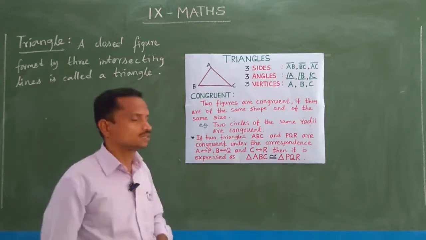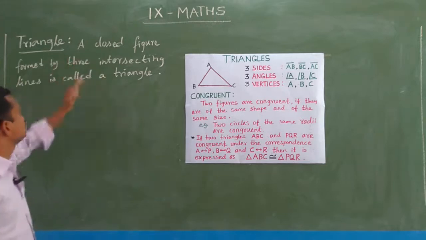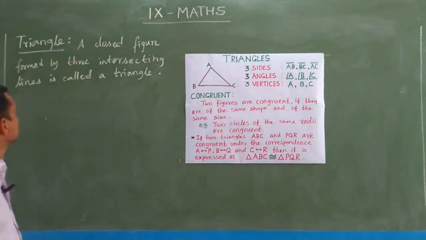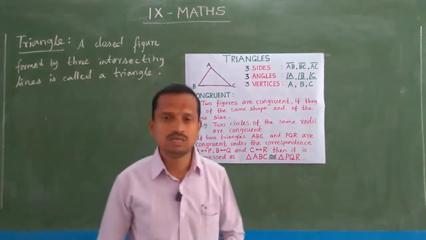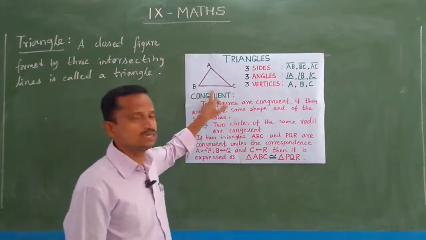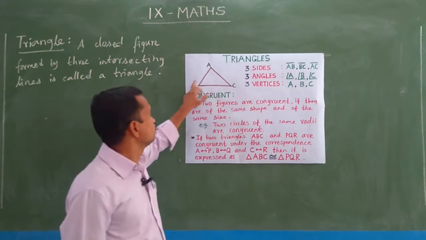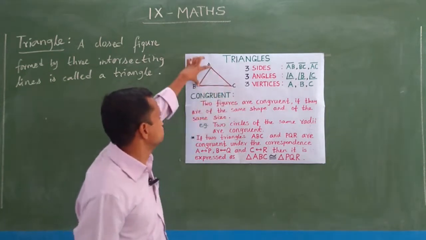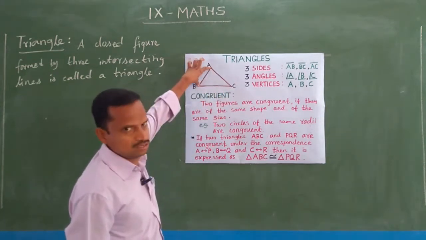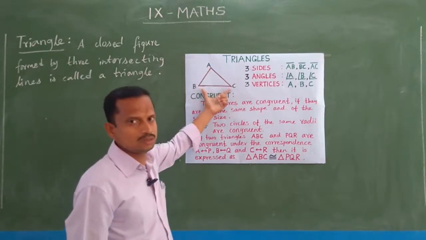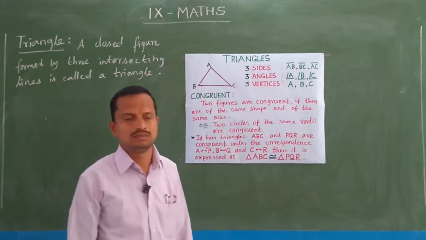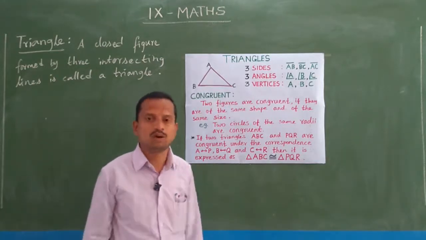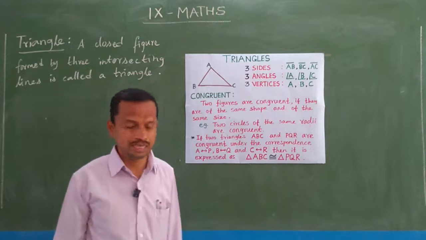So a triangle is a closed figure formed by three intersecting lines. Look at that figure. This is one line segment, this is another line segment, and this is another line segment. So three lines intersect to form a closed figure, which is called a triangle.